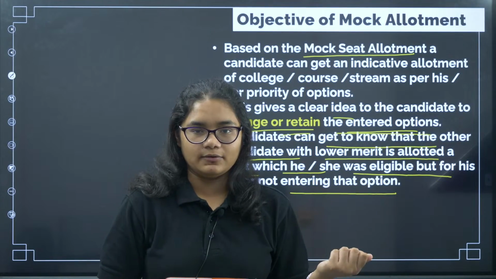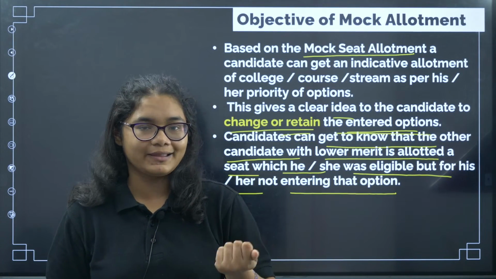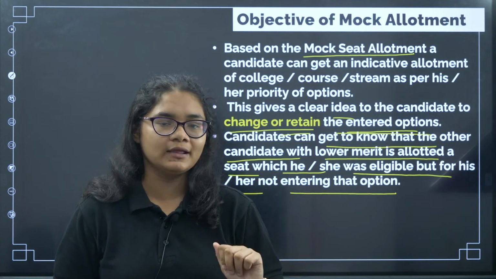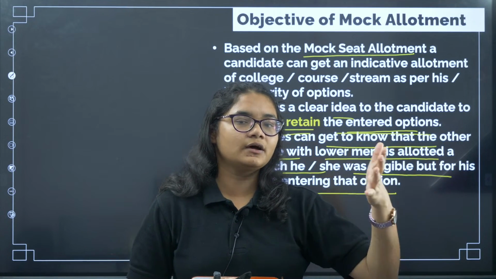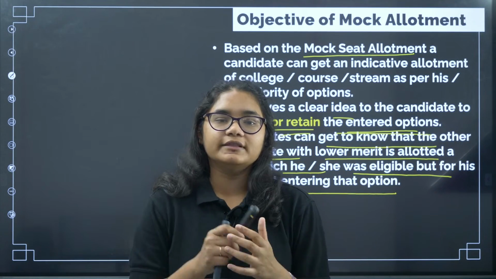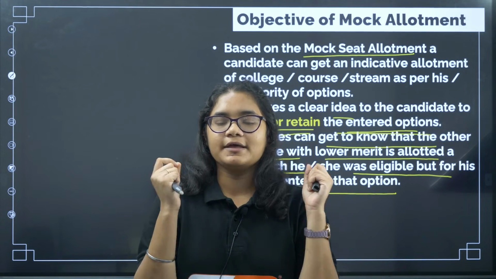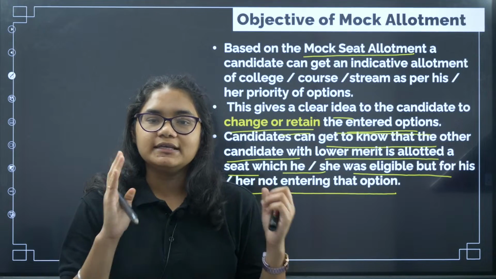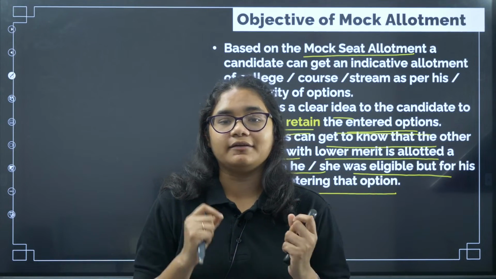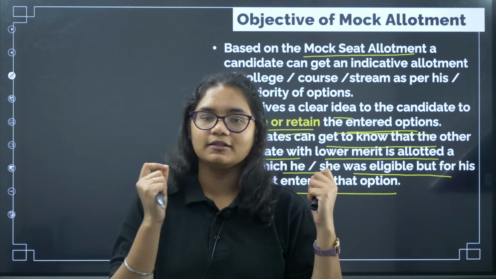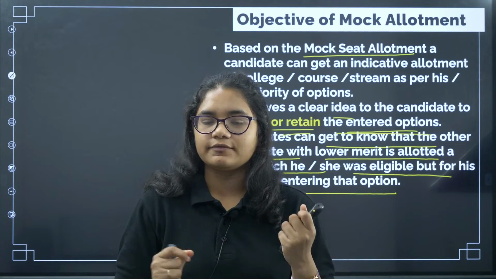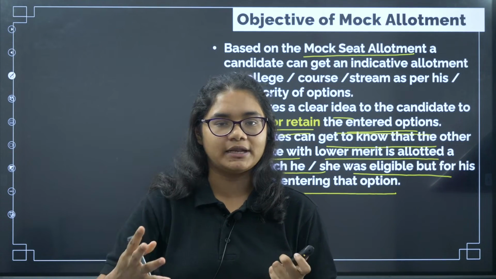Suppose a friend of yours, who hasn't got a good rank compared to your rank, has got a better college in the mock allotment results. This could be because his option entry is more strategic and more correct than yours. So we can compare all these things and rectify our mistakes. That is why the mock allotment is done, so based on this we have to make our option entry better.